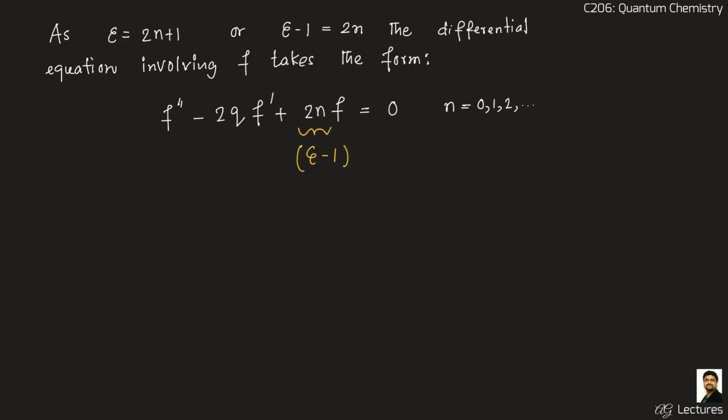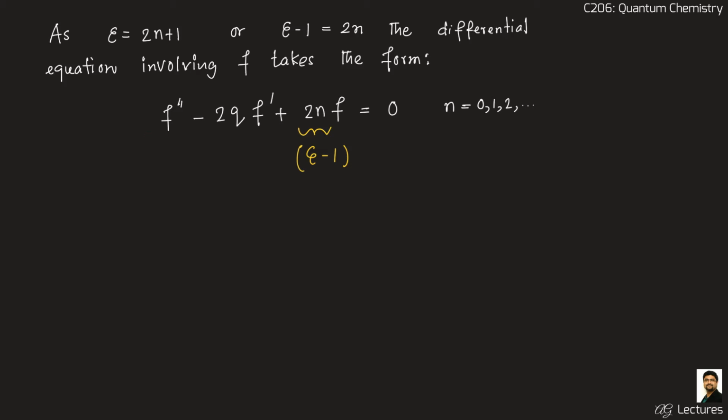Now, let's quickly check why the f or fn are called the nth order Hermite polynomials. That is because we have seen that this epsilon takes this value 2n plus 1, or another way, epsilon minus 1 is equal to n. And if this is true, then the original differential equation from which we obtained f as a series solution takes this form, where this epsilon minus 1 in the original equation is replaced by 2n because of this condition. And this differential equation is a very well-known, well-studied differential equation.